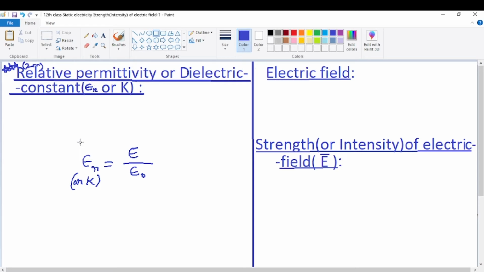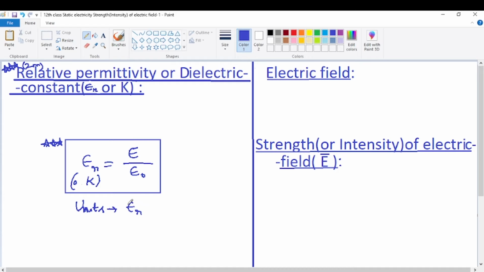So I'm just drawing a box for this. So entirely I'll draw a box. So this is a very important definition. Now from this the units can be obtained from the equation. Once we know the equation for a particular quantity, units can be very easily obtained. So what are the units of epsilon r, or the relative permittivity or dielectric constant?